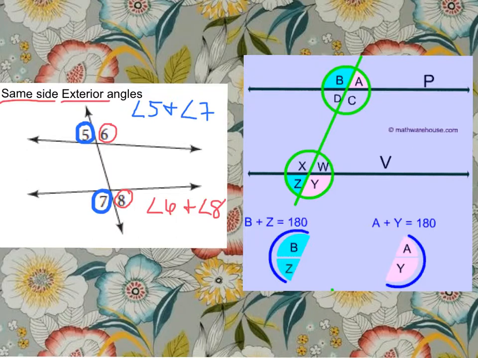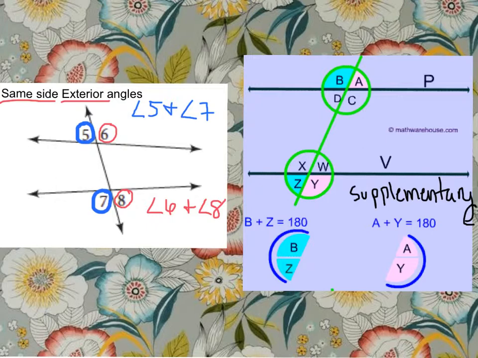And now if you look to the left of the screen, I have another diagram for you that shows that when you have same side exterior angles, they are going to be supplementary to each other, which means they equal 180. So I'm going to go ahead and write that here, supplementary. So of course, if they were complementary, we would say 90 degrees. But since they're supplementary, we're saying 180 degrees.